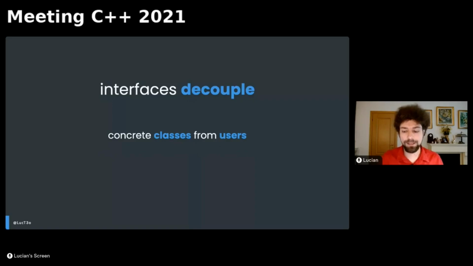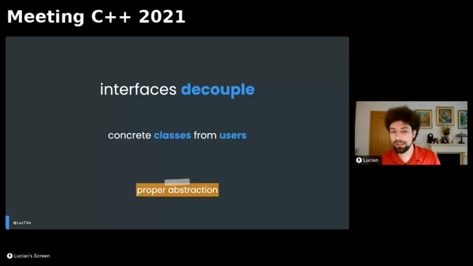In that sense, if we are going to achieve that, then we can decouple concrete classes from users. And when we do that, then basically we would have a proper abstraction. The interface is a proper abstraction for all the concrete implementations.